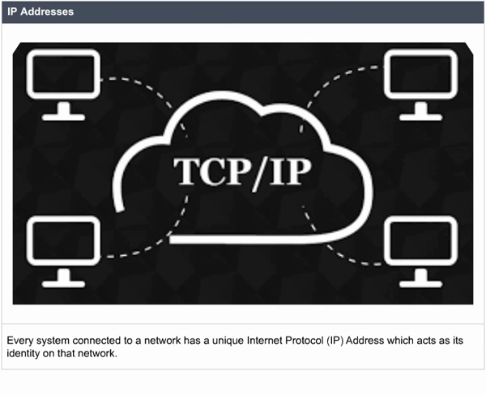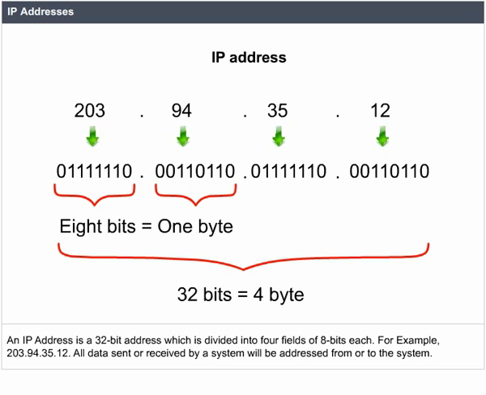IP addresses. Every system connected to a network has unique Internet Protocol address which act as its identity on that network. An IP address is a 32-bit address which is divided into 4 fields of 8 bits each. For example, 203.94.35.12. All data sent or received by a system will be addressed from or to the system.